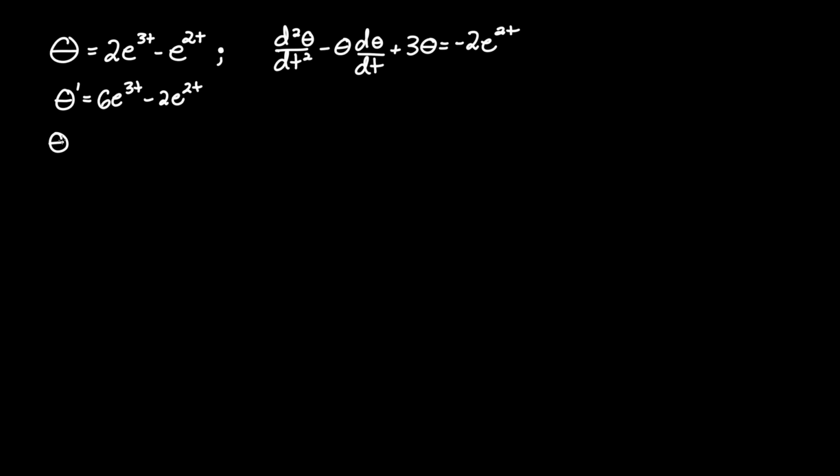And doing that one more time, we take theta double prime equals 3 times 6 is 18e^(3t) minus 4, because 2 times 2 is 4, e^(2t).